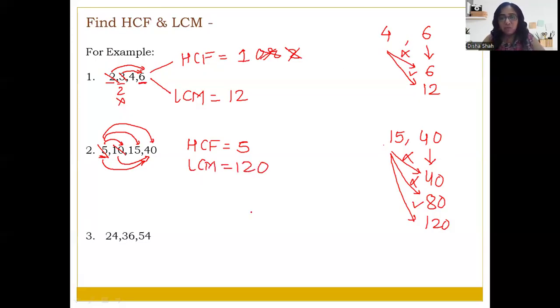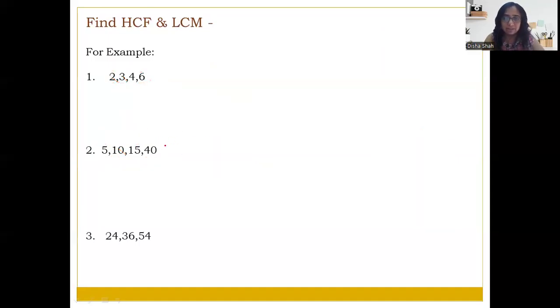Next. 24, 36, 54. How to find its HCF and LCM? So here, since the numbers are big, the table of 54 doesn't come to us. So we will use the method to find the HCF and LCM. So let's solve this question.